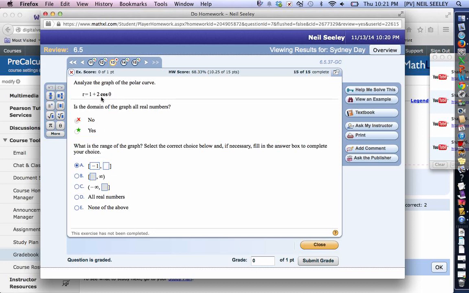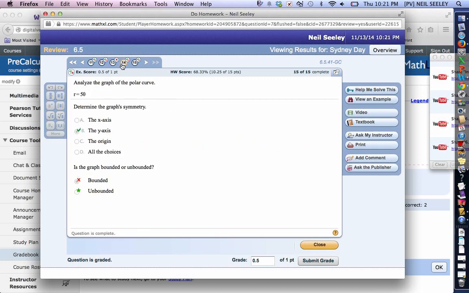Remember, just think of what cosine can be at its largest and smallest, -1 and 1. How does that affect your radius in the end? So -1 would be the smallest. If cosine were 1, think of the theta that would relate to that. Cosine's 1 at 0 and 2 pi, so that would make us a radius of 3, and that's the largest it can be.